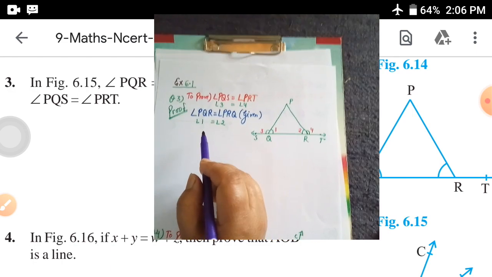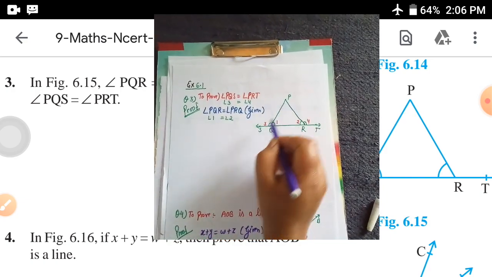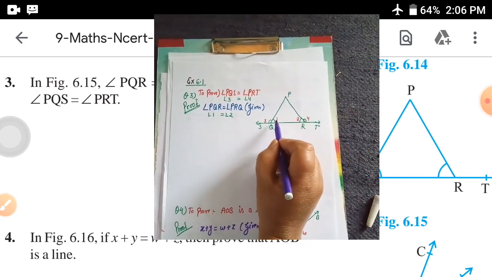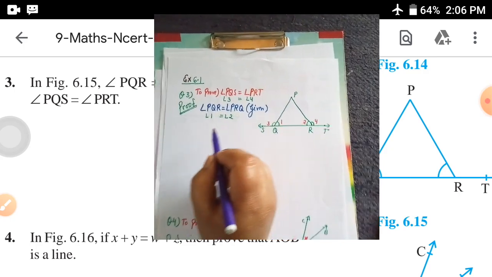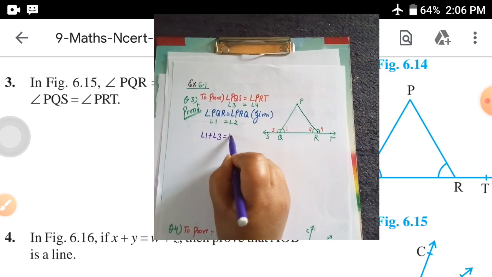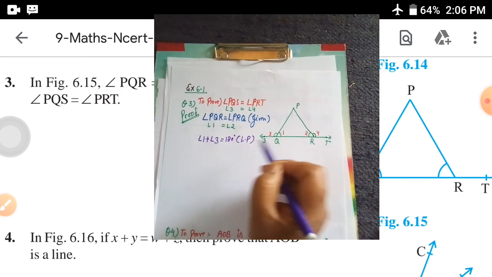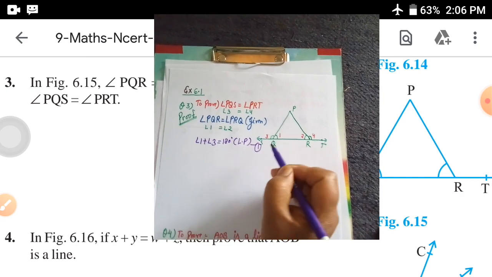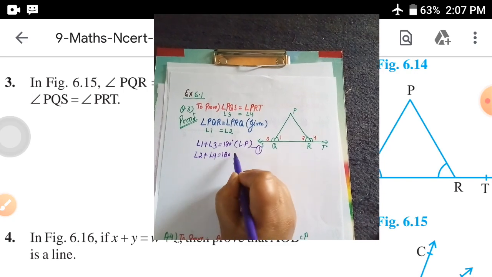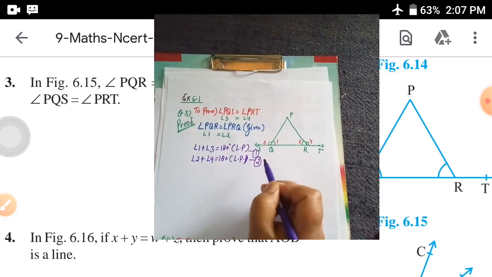Now we have to prove that angle 3 is equal to angle 4. Now what will we do? See, first you will see that SQR is a line. So angle 3 and angle 1 are a linear pair. So we can write angle 1 plus angle 3 is equal to 180 degrees, because these are a linear pair. Call this equation number 1. Similarly, angle 2 plus angle 4 is equal to 180 degrees, because these are also a linear pair. This is equation number 2.